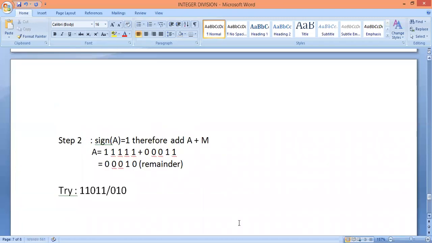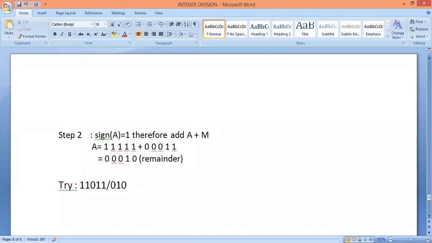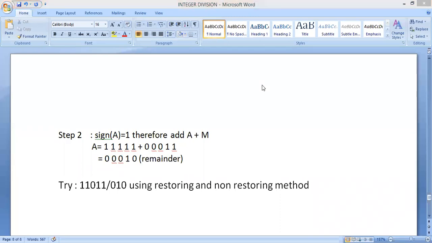So what I would suggest is that you try this particular division using the restoring and non-restoring methods. You have to try it as homework, because we are going to end our unit 3.